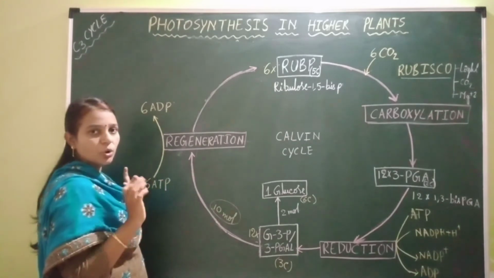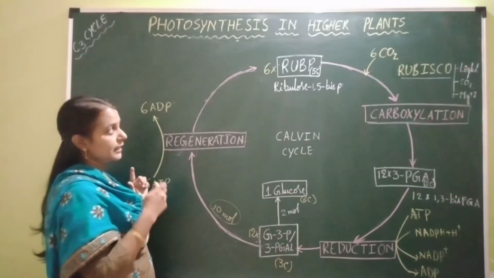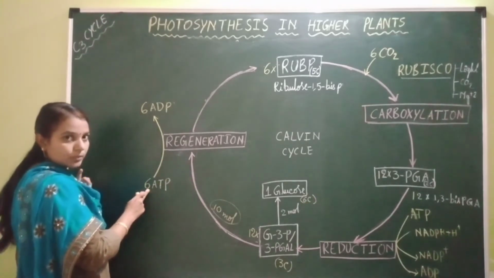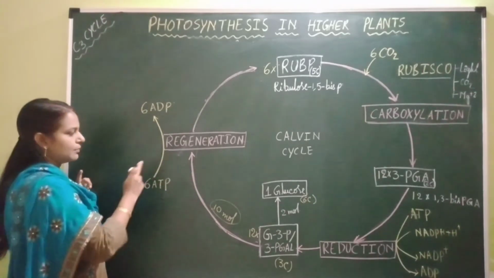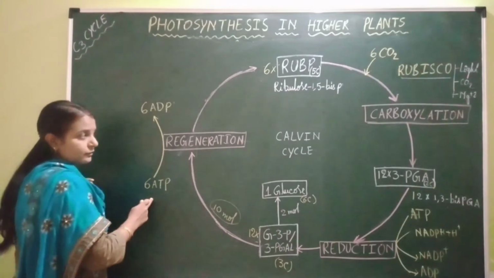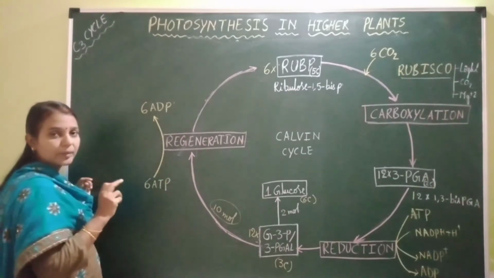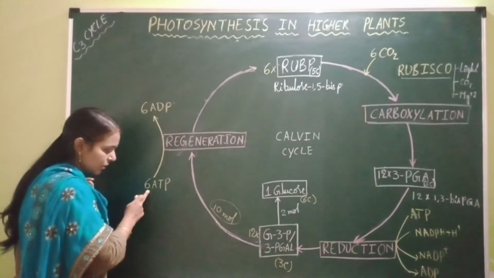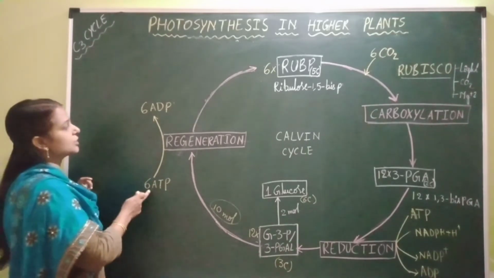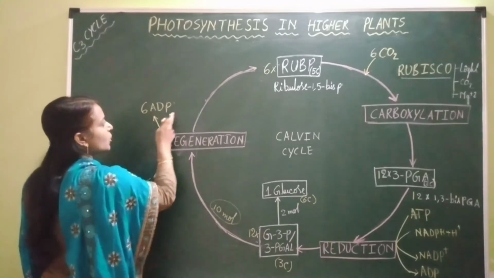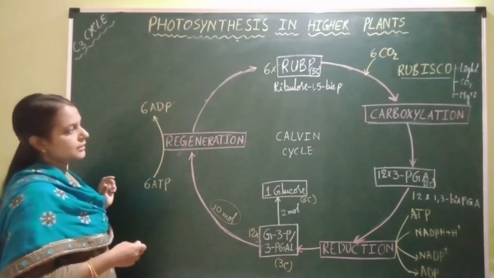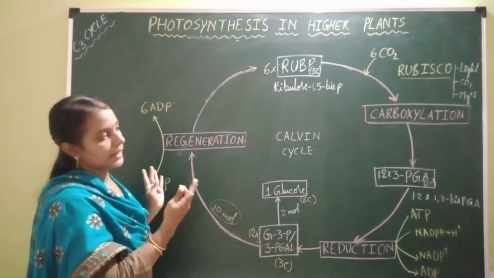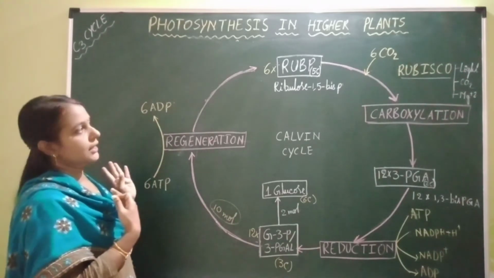For the regeneration of 1 molecule of RuBP, 1 ATP is consumed. That is in the final step, the last step of regeneration. Okay, for the formation of 6 molecules of RuBP, how many ATPs will be consumed? 6 ATPs will be consumed. So during regeneration, that too in the last step of regeneration, 6 ATPs are consumed. So 6 ADPs are released. So this is about the 3 steps involved in the Calvin cycle, that is carboxylation, reduction and regeneration.